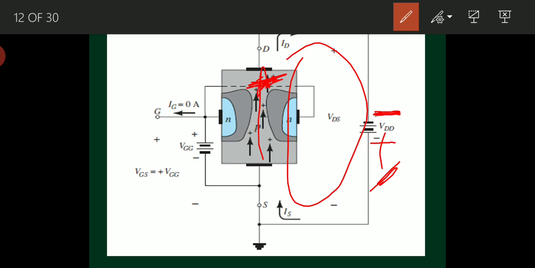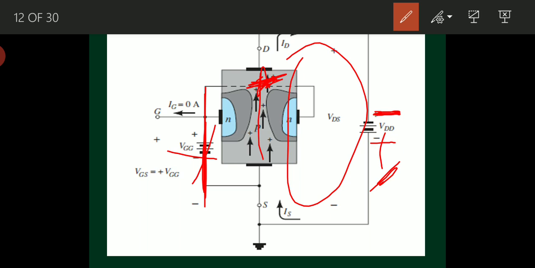That's it. Let us forget about the gate terminal voltage. I am not applying any gate terminal voltage here. Simply, I am showing you how I have to draw the circuit diagram and how I have to give voltage VDD across the drain and source terminals. That only I am telling now.